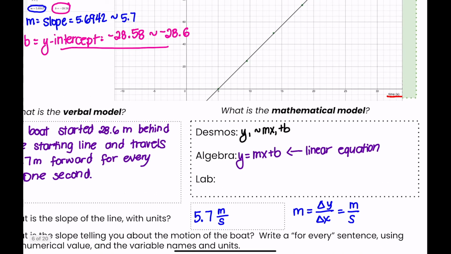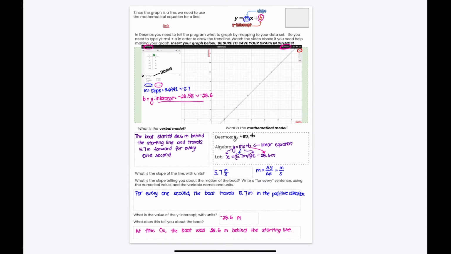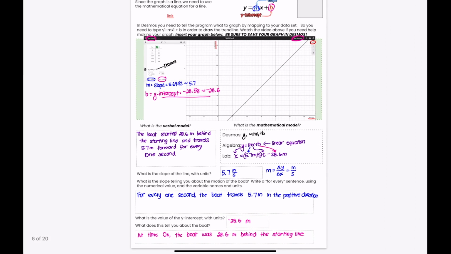So I'm going to do x for position is equal to 5.7 meters per second times time minus 28.6 meters. And so once again, this is my y-intercept right here. This is my slope right here. And then my x-axis turned into what I called it, which is time. And my y-axis is position. And so that concludes our graph analysis.